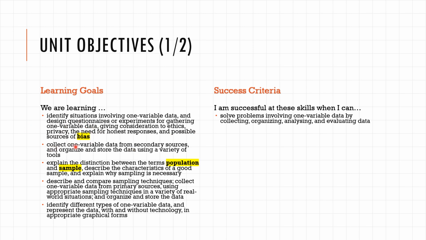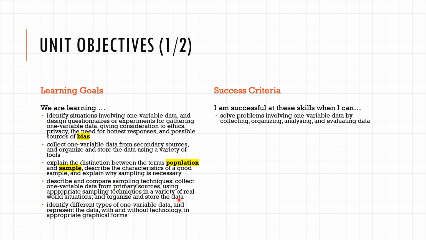We also collected one variable data from all sorts of sources, and we learned how to organize and store it using all sorts of tools, especially spreadsheets. We can now explain what is the distinction between a population and a sample. What makes a good sample, and why do we need to take a sample in the first place? We learned different ways to take really good samples, including systematic, stratified, voluntary response, all sorts of different techniques. And then we collected one variable data from primary sources using those techniques.